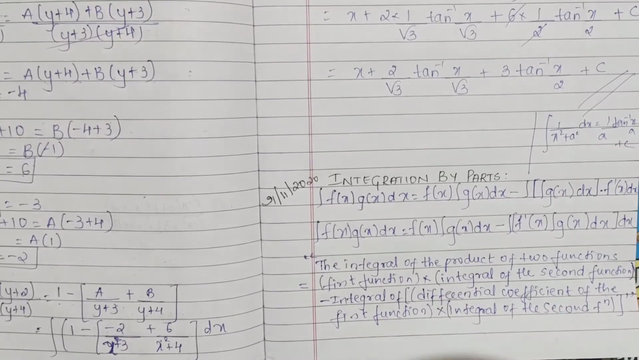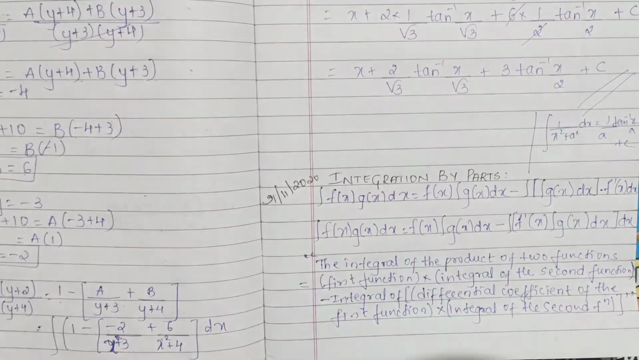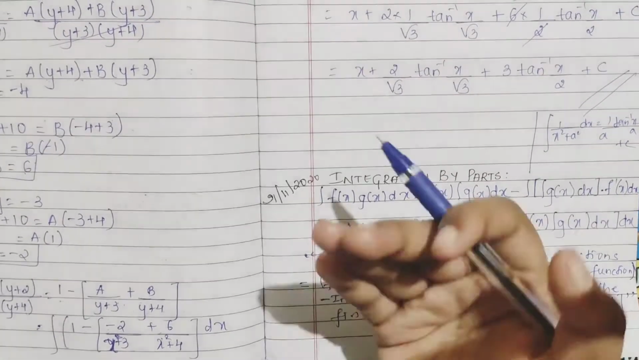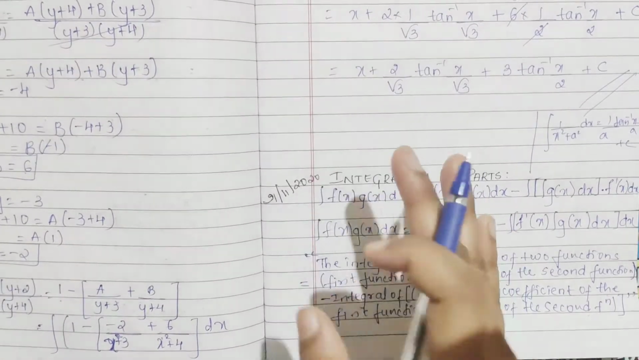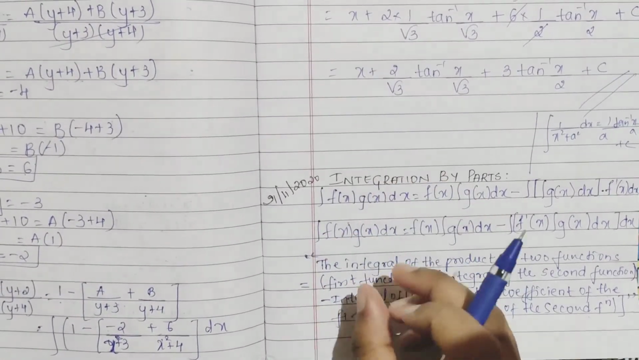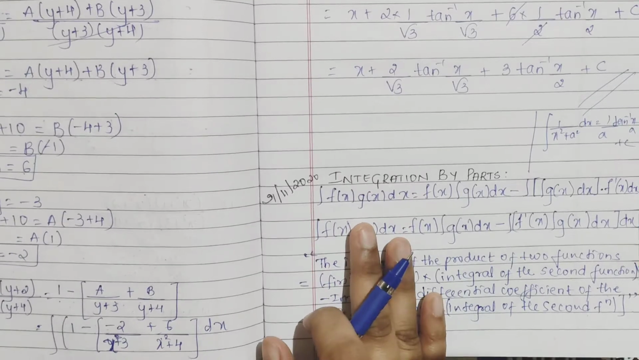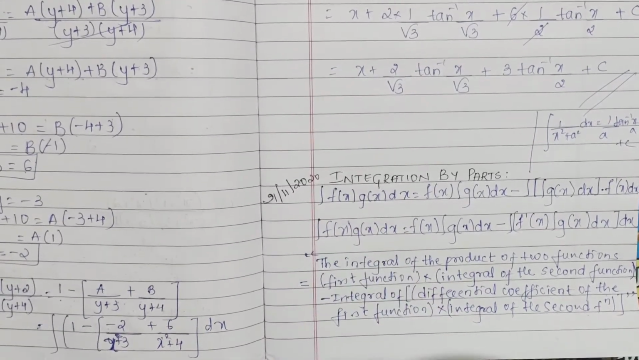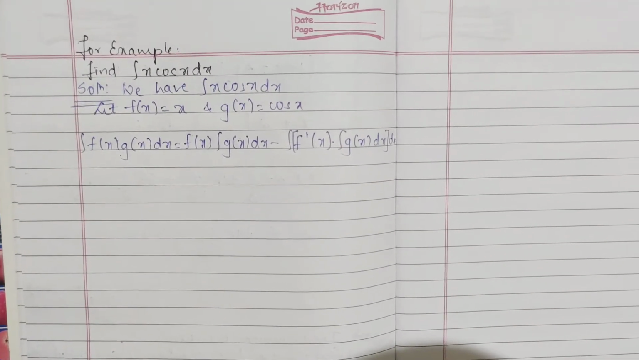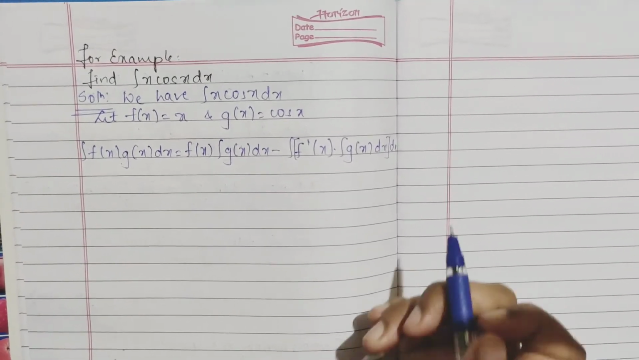Also, for all problems you can't apply by parts. You have to first solve it, do the substitution method and everything, get it in the simplest form, and then you can apply by parts. We'll consider one example, then the method will be clear for you.